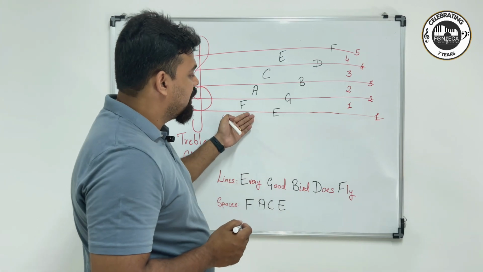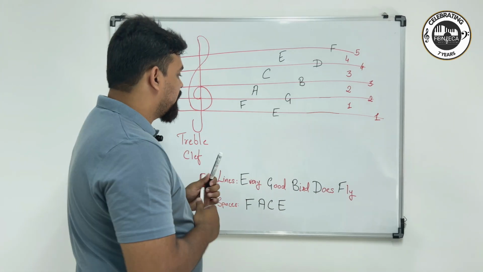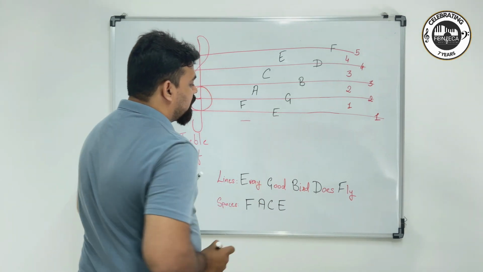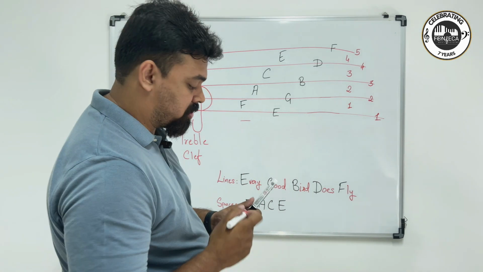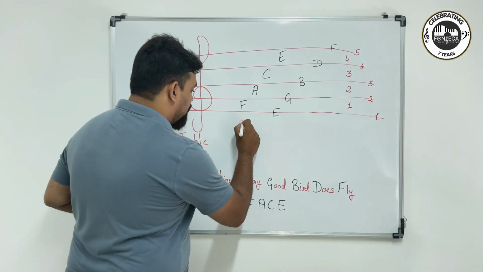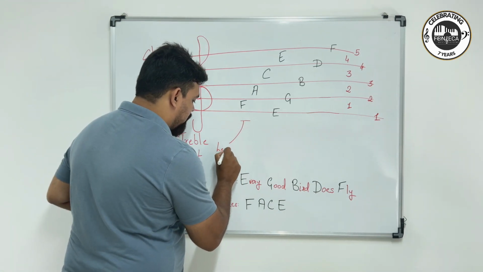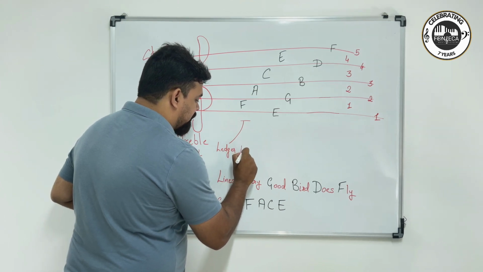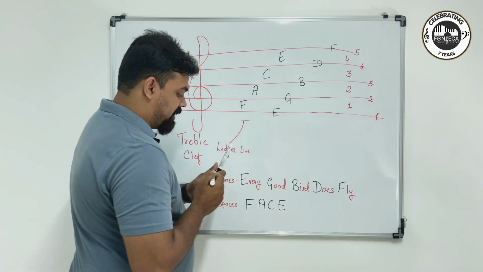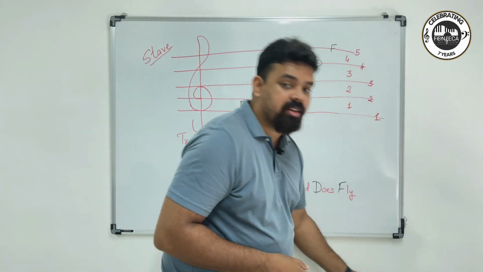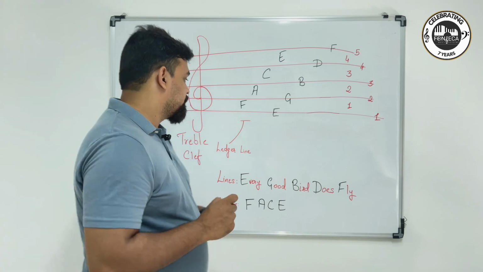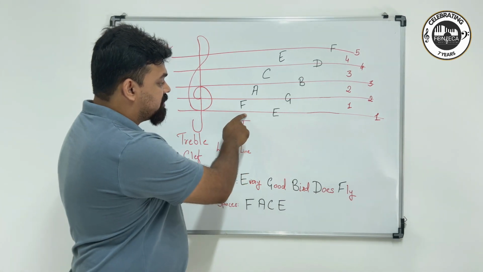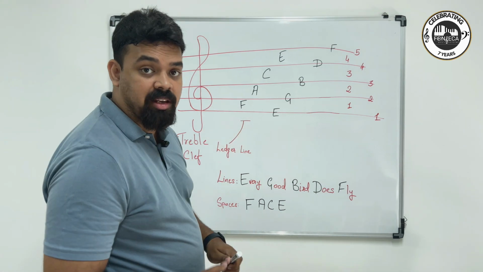If we have notes coming below E, then we have to add a small line to put those notes in them. This line is called a ledger line. Ledger lines are small lines which are added in order to write notes in them. So we have a ledger line here that makes this part the space above the ledger line.